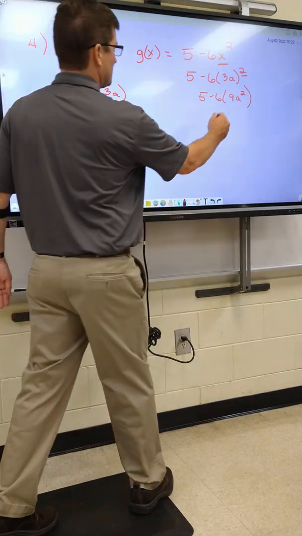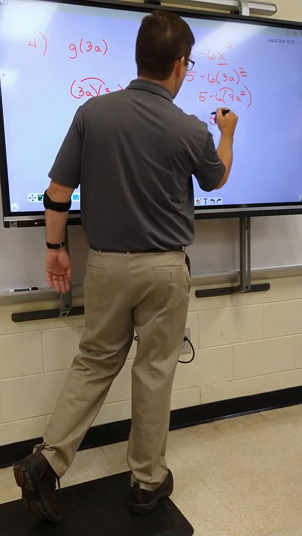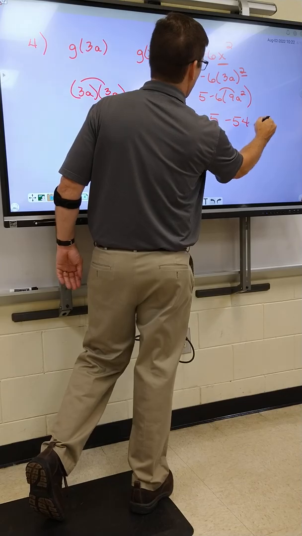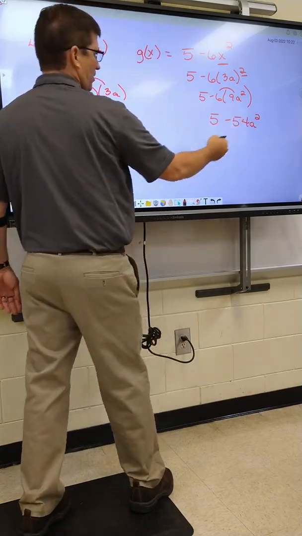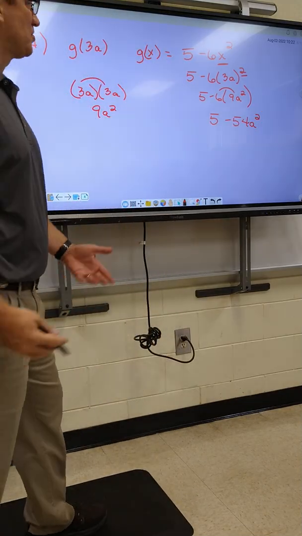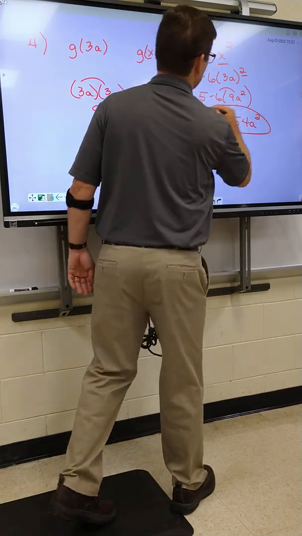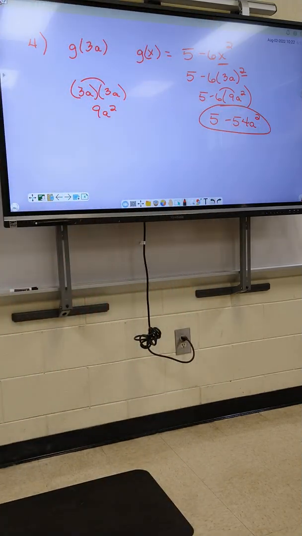All right, so your final answer should be, we're going to times those two. I got 5 minus 54a squared. Are those like terms? No, so I'm done. Good. Are you sure we learned this? All right, did I mess up somewhere? We're good? This is stuff y'all should have went over last year. Just starting off with some easy stuff.